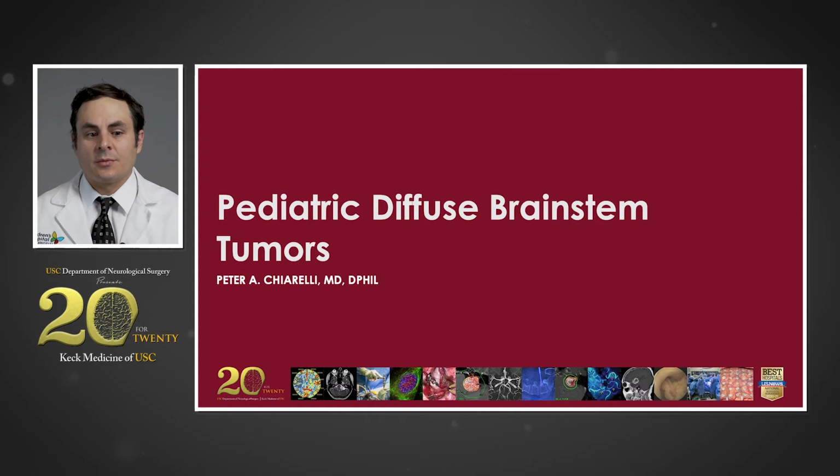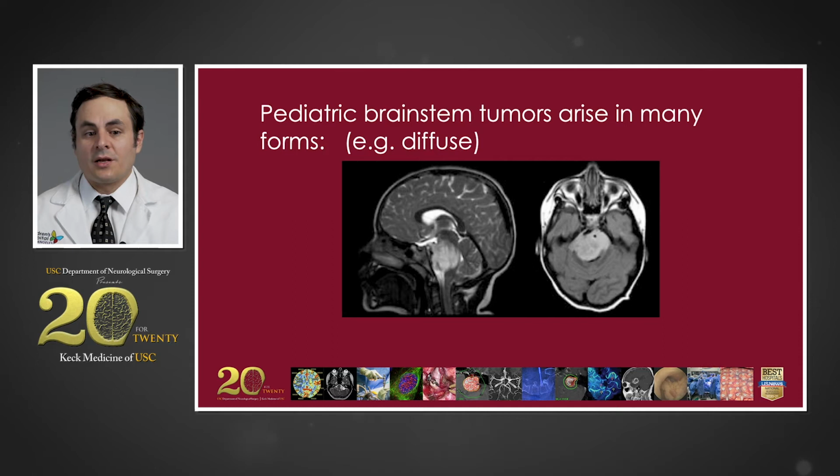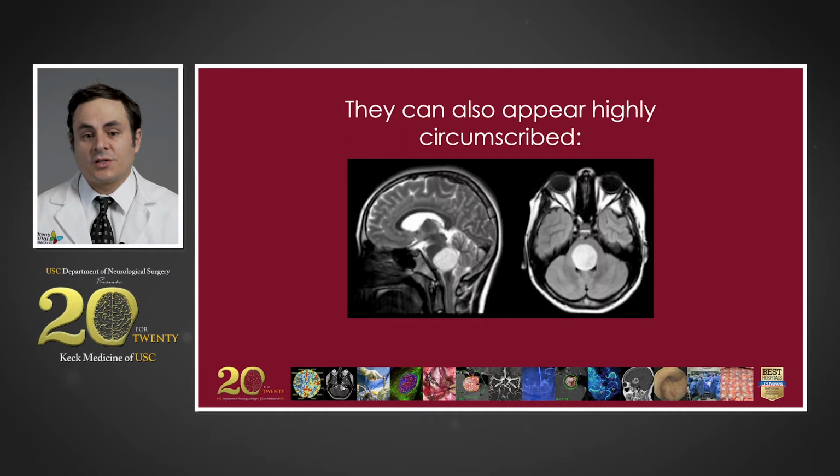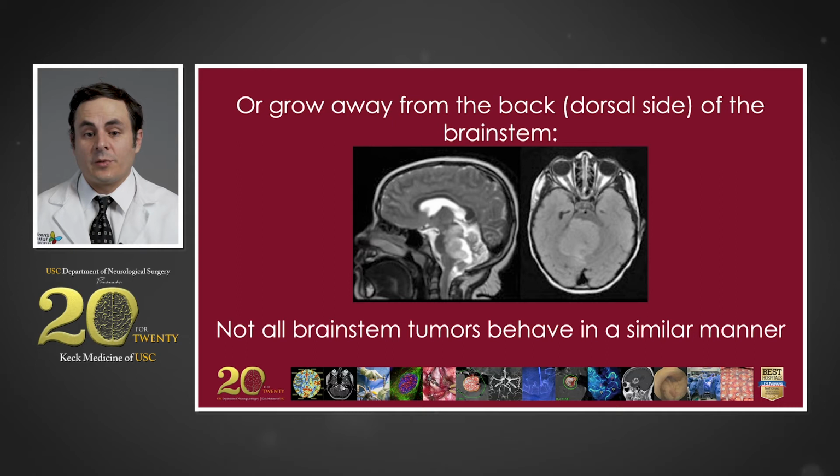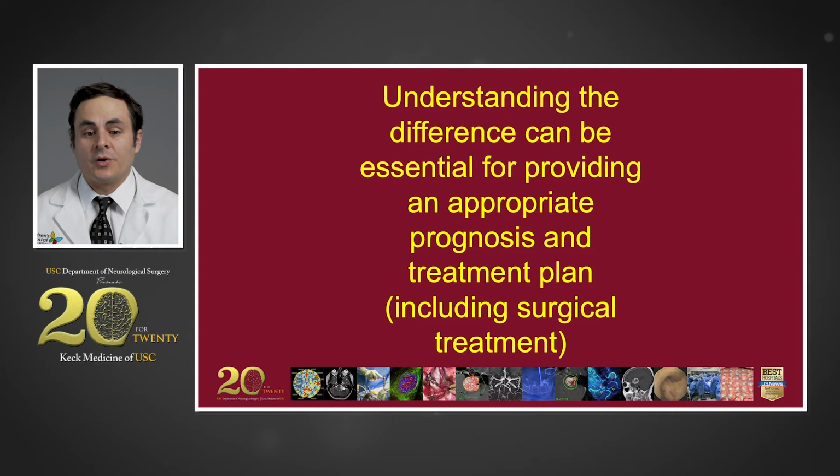Pediatric brainstem tumors arise in many forms. For example, the images you're seeing here represent a diffuse tumor. However, these tumors can also appear very circumscribed. And furthermore, they can grow away from the back, the dorsal side of the brainstem, as in this dorsal exophytic tumor seen here. Not all brainstem tumors behave in a similar way. Understanding the difference between these types is essential for providing an appropriate prognosis and an appropriate treatment plan, including surgical treatment when necessary.